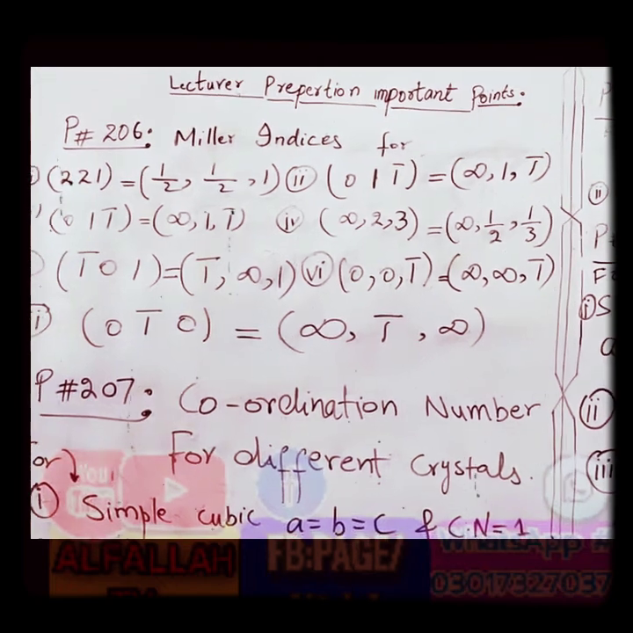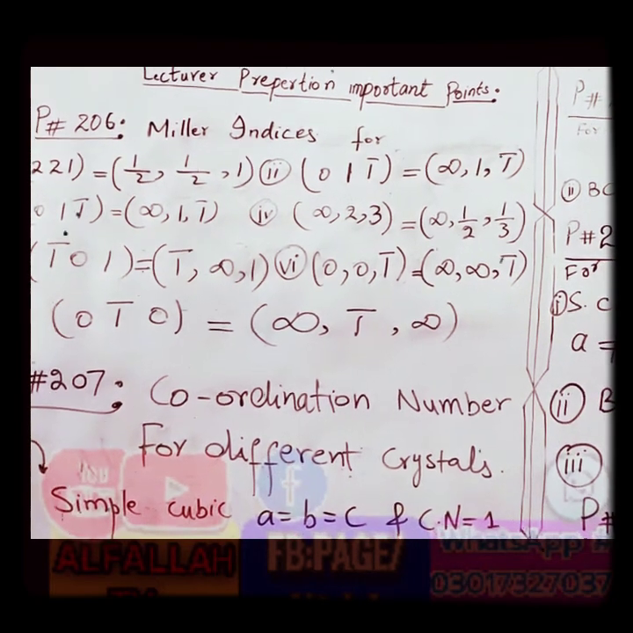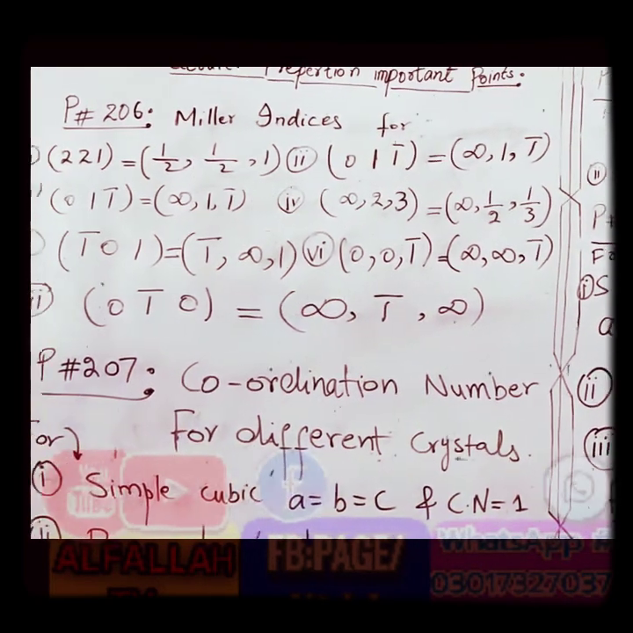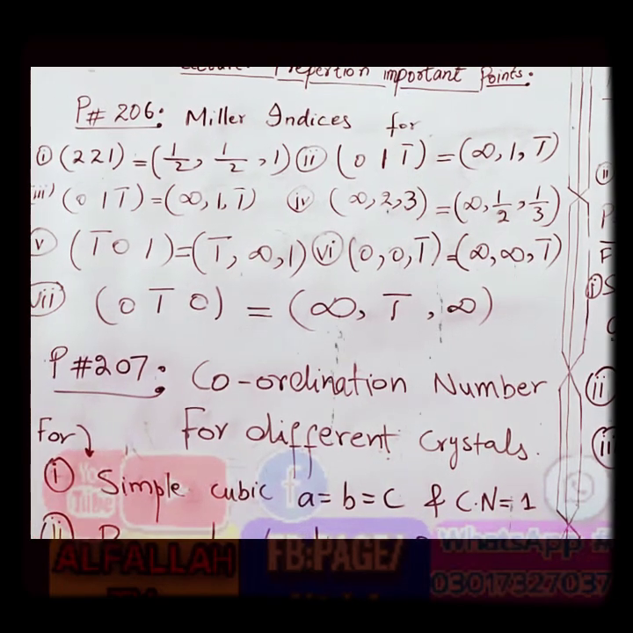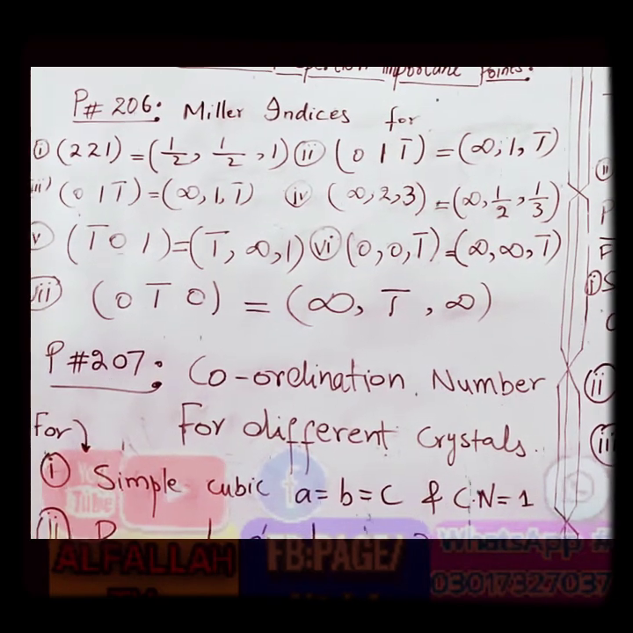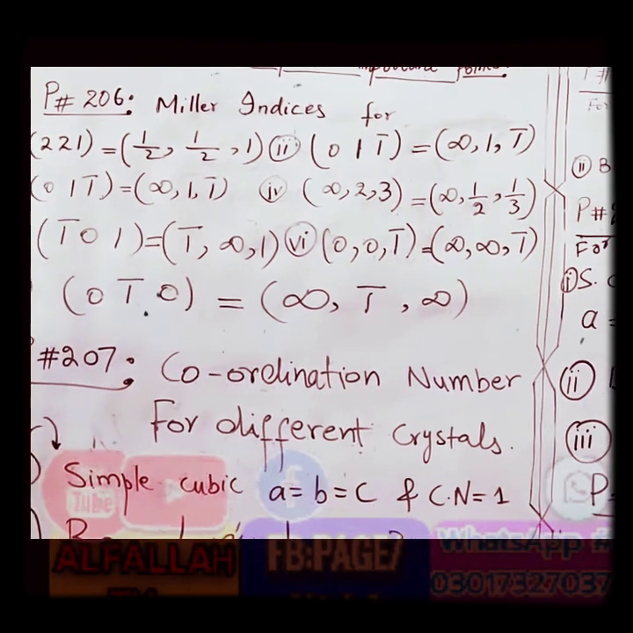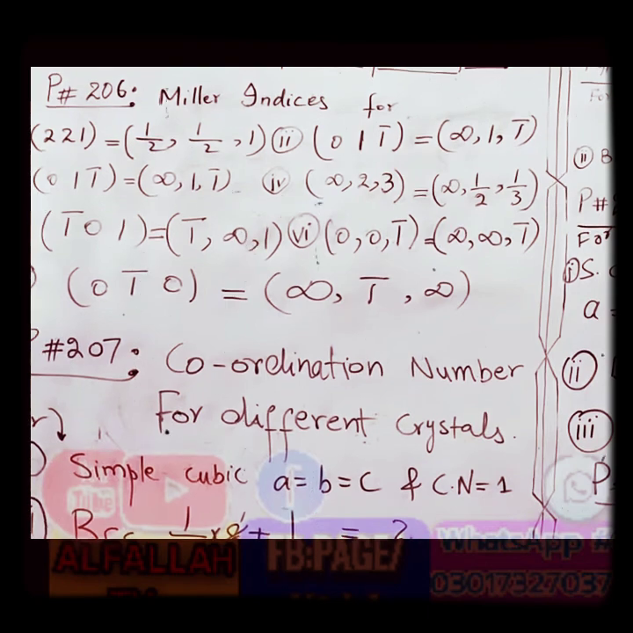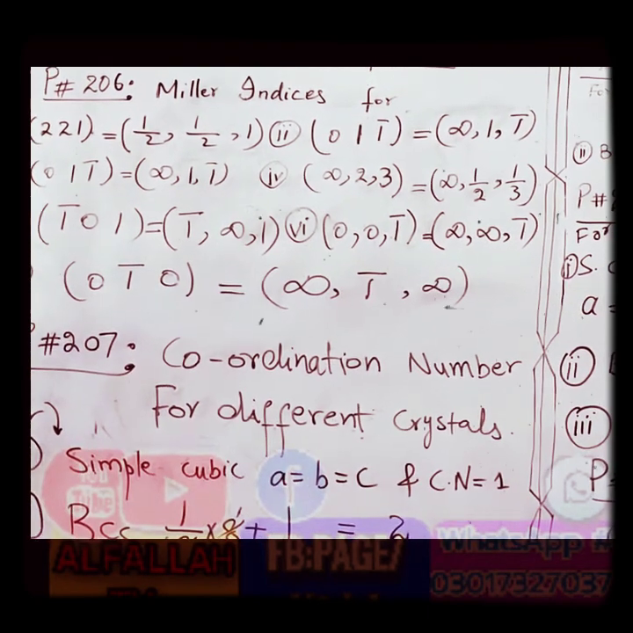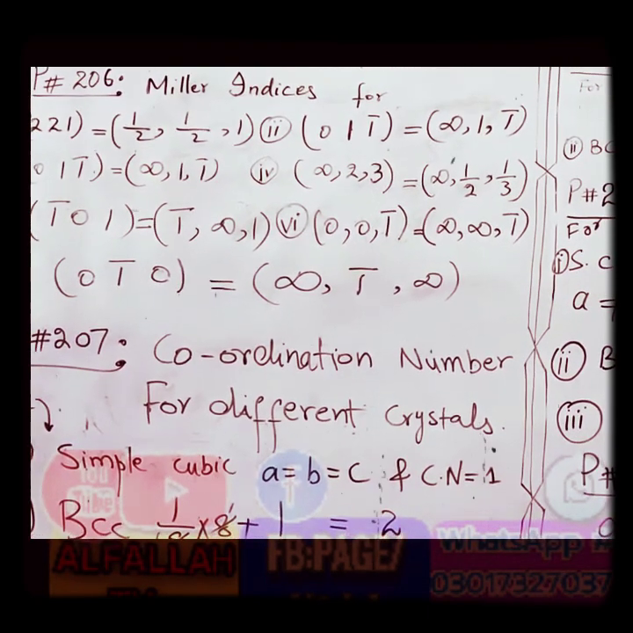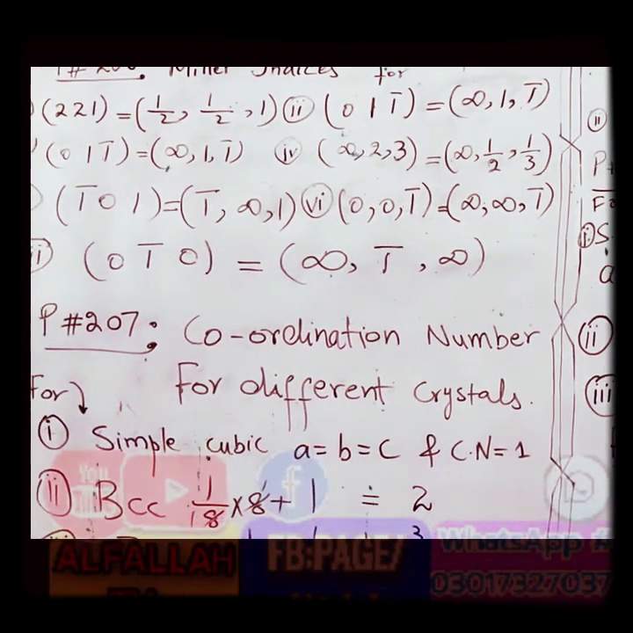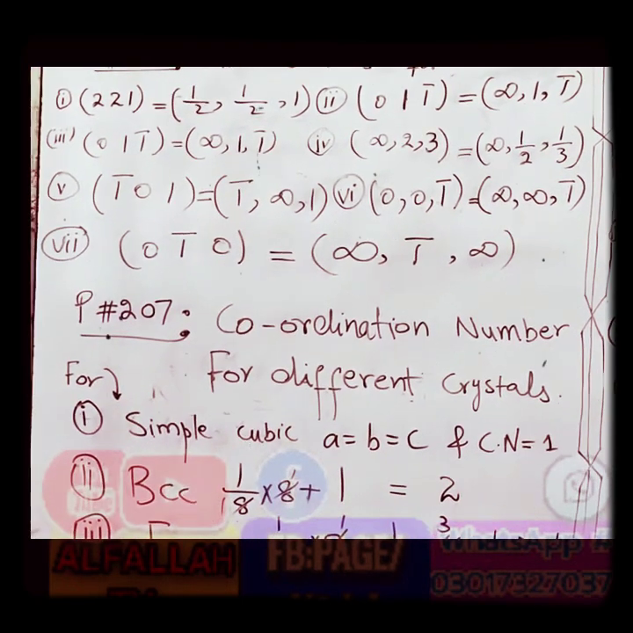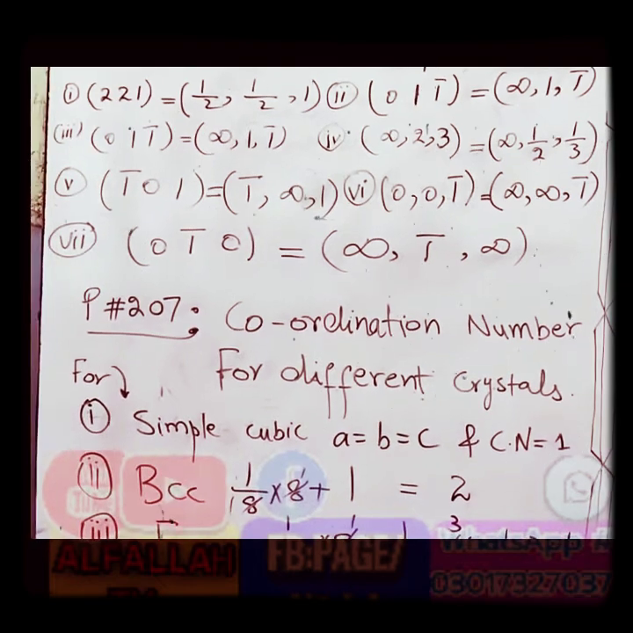0 1 1 bar is equal to infinity 1 1 bar. Infinity 2 3 is equal to infinity, 1 by 2, 1 by 3. 1 bar 0 1 is equal to 1 bar infinity 1, and 0 0 1 bar is equal to infinity infinity 1 bar. Number 7, 0 1 bar 0 is equal to infinity 1 bar infinity.